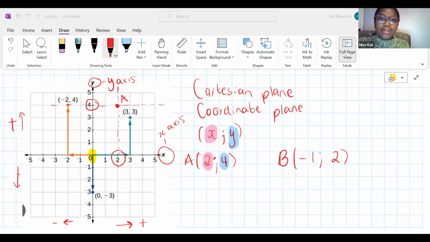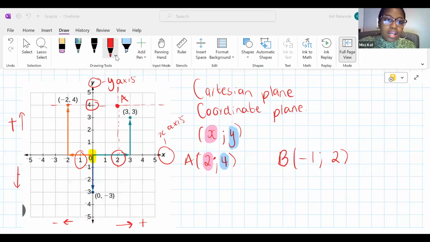Okay, is it on the left of my 0 or on the right of my 0? It's a -1, so is it on the left or right? It's on the left. It's on the left of my 0. There's my -1 over there. Great. So then we're going to look for 2 on the y-axis, which is over there.